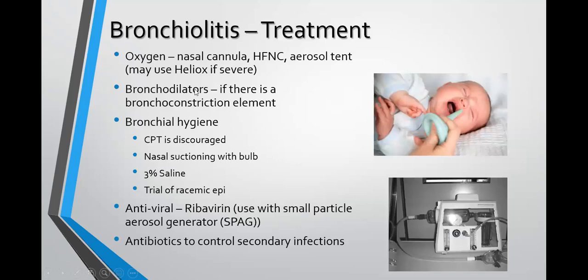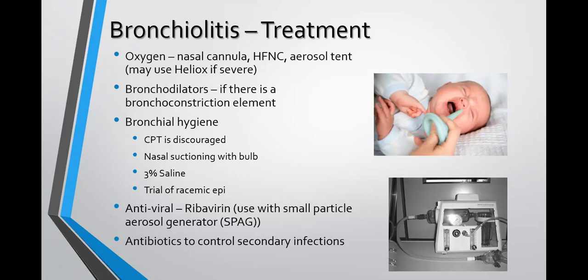How do we treat it? We already said we give oxygen, of course, high flow nasal cannula if needed, aerosol tent. We might even use Heliox if we have to. Bronchodilators if there is bronchoconstriction, right? It might not be bronchoconstriction. If there's no bronchoconstriction, you don't use a bronchodilator, okay? For what? He doesn't have bronchoconstriction.